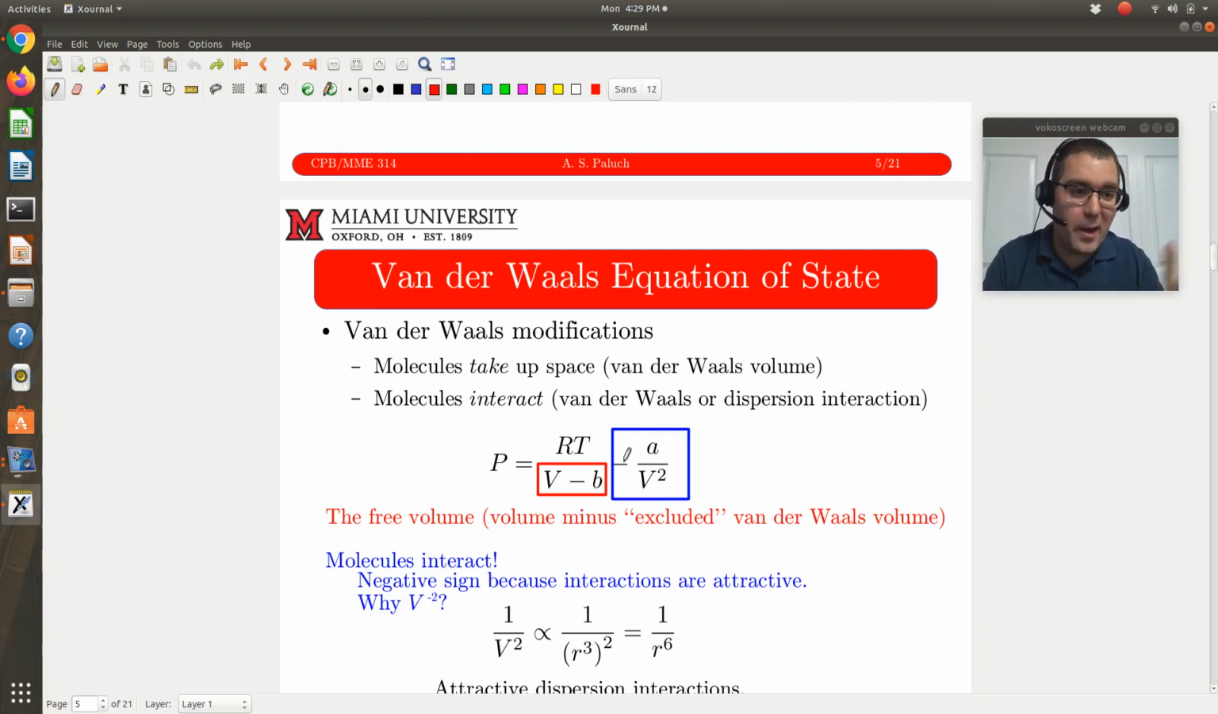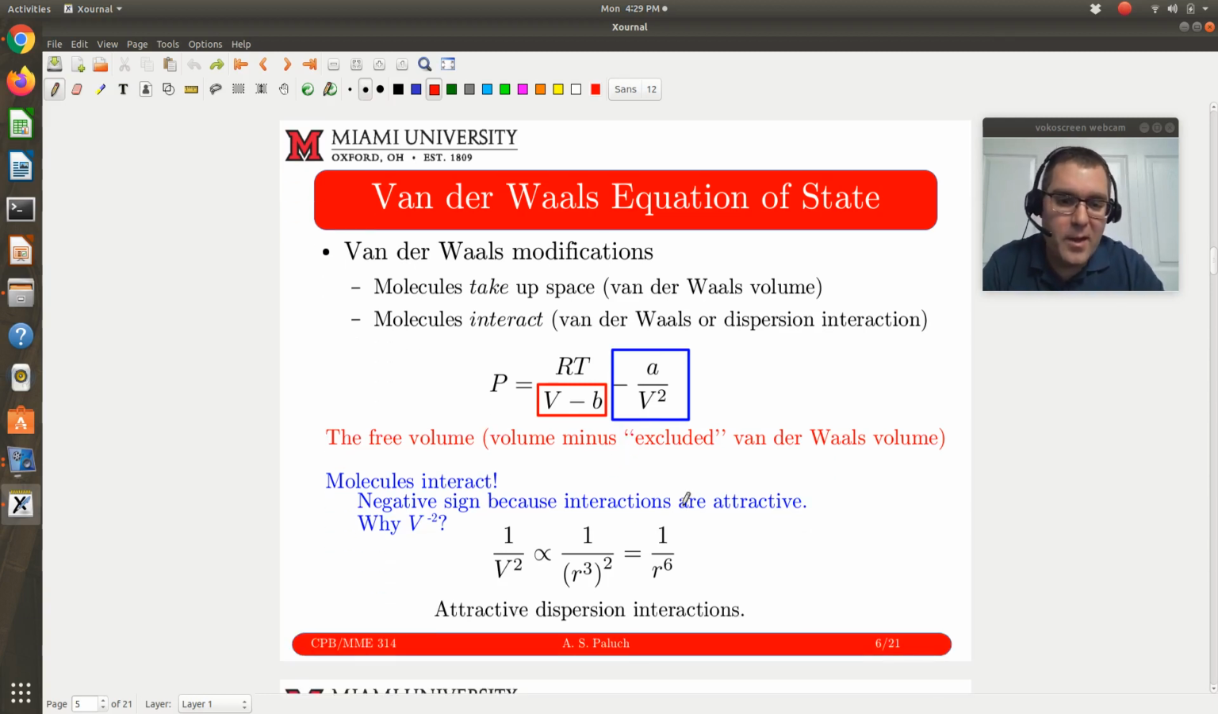So from quantum mechanics, for two helium atoms, it could be shown by perturbation theory that the interaction energy is going to scale as 1 over r to the 6. And so what's added here is this term that scales as 1 over volume squared. Why 1 over volume squared? Well, volume scales as interaction distance cubed, r cubed. 1 over V squared is going to scale as 1 over r to the 6, and our dispersion interactions are going to scale as 1 over r to the 6.